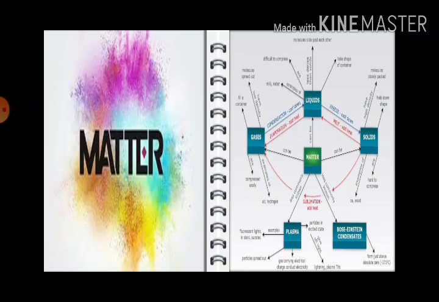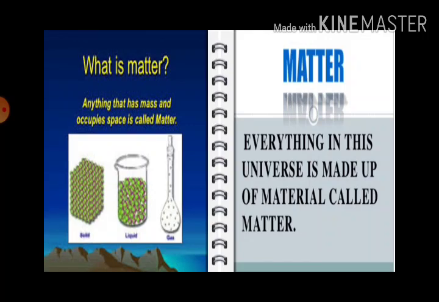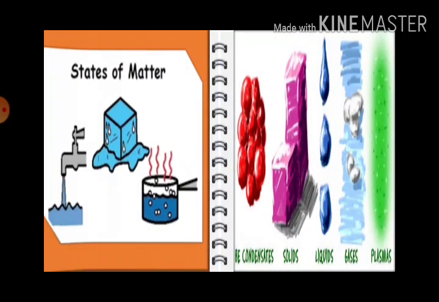We'll begin with the basic mind map. As you can see, all the important topics that need to be covered in this lesson have been shown. Beginning with what is matter. Anything that has mass and occupies space is called matter. Now we know that everything in this universe is made up of a material called matter.